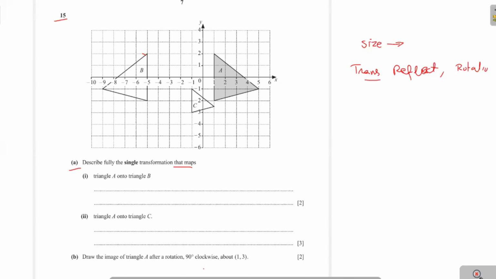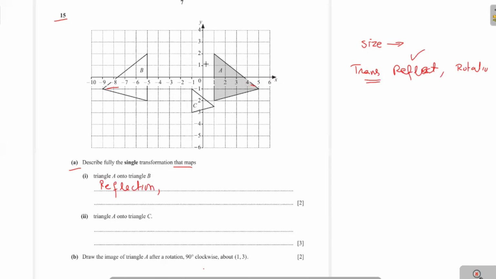Next, we will see the reflection. To check whether the transformation is reflection, we will join the object and corresponding image points. After joining these object and corresponding image points, if we get parallel lines, this type of transformation is reflection. Therefore, this is the reflection transformation, and we write that triangle A onto triangle B is reflection.